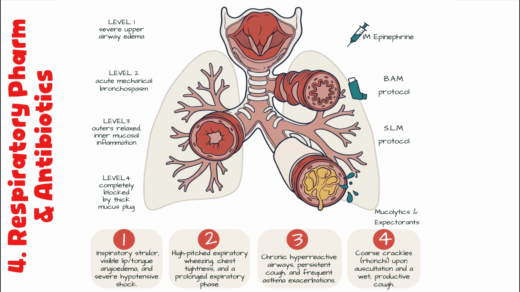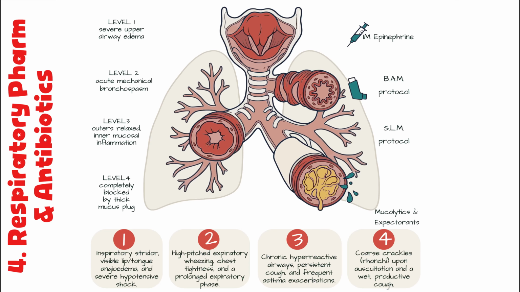Level 1 is severe upper airway edema, like anaphylaxis. Level 2 is acute bronchospasm, like an asthma attack. Level 3 is chronic mucosal inflammation. Level 4 is a mucus plug completely blocking the airway, like in cystic fibrosis or pneumonia. Every drug in this module exists to fix one of those 4 levels.